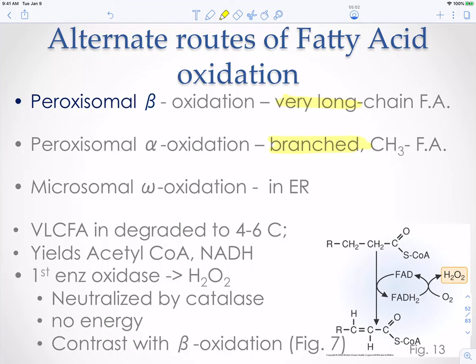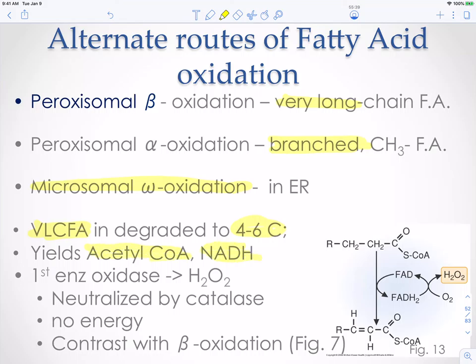And there's also microsomal omega oxidation. It's omega, as it works on the omega end, and that occurs in the endoplasmic reticulum. So in the peroxisome, you have your very long chain fatty acids. They will undergo beta oxidation in your peroxisome up to a point where it's about 4 to 6 carbons, and then the 4 to 6 carbons will be released, and it will continue to be oxidized in the mitochondria. It is going to yield the acetyl-CoA as well as NADH.